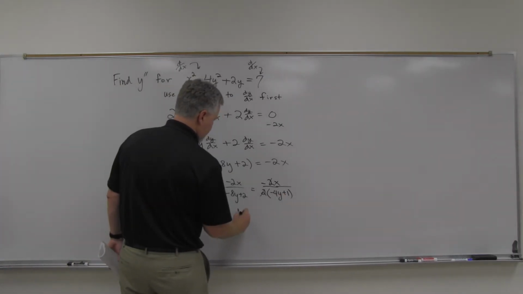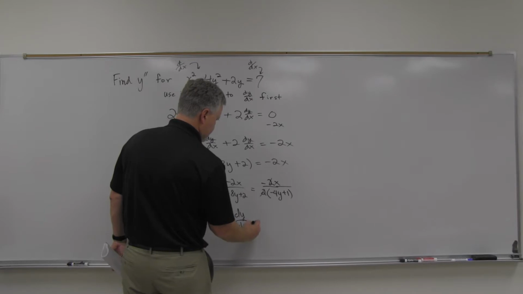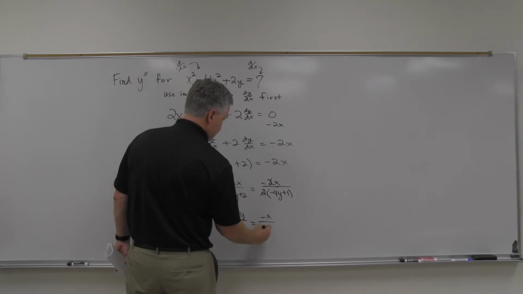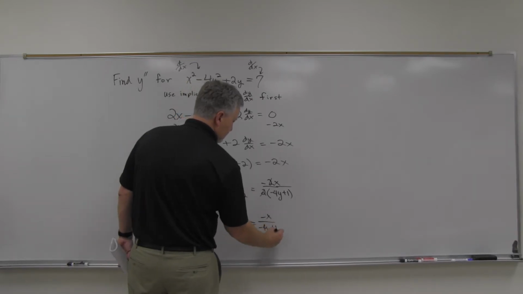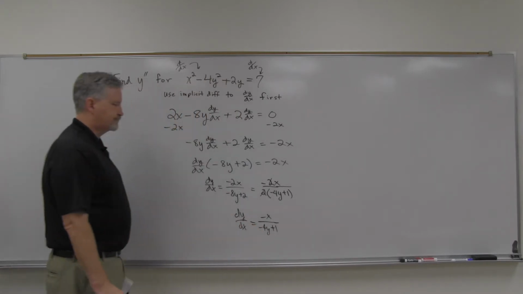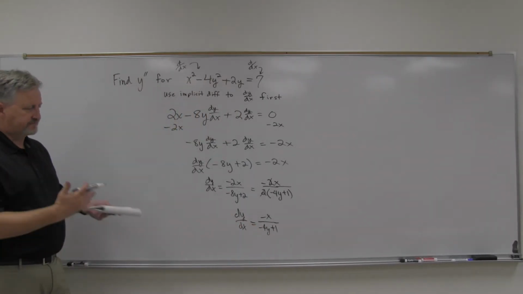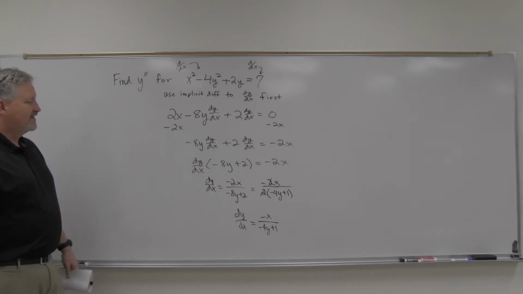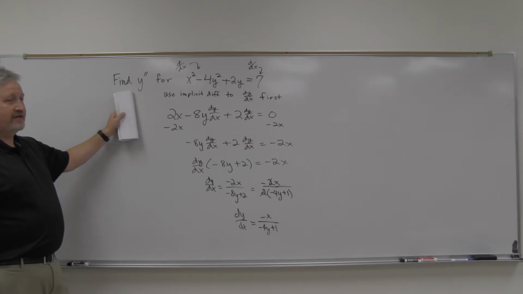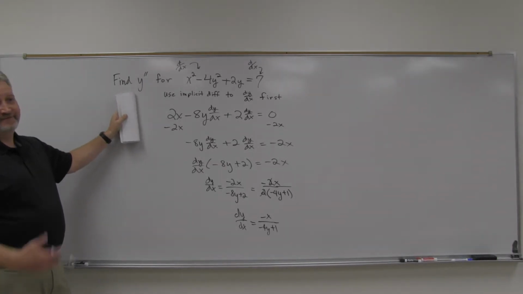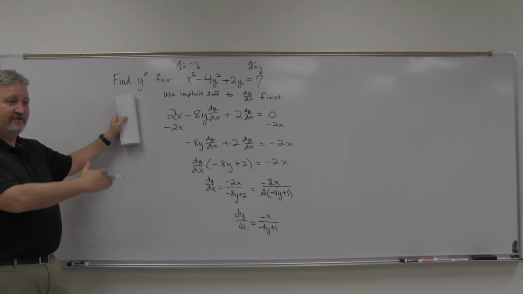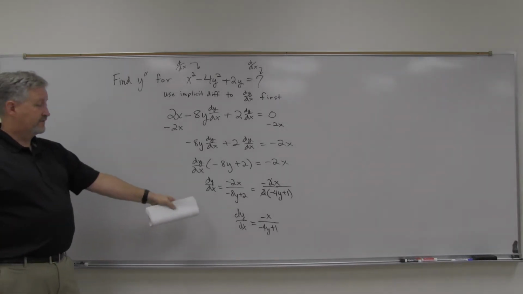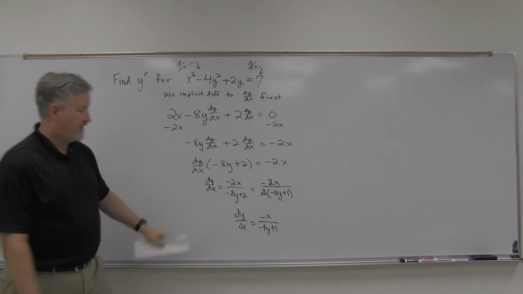So dy over dx, final answer here is negative x over negative 4y plus 1, or 1 minus 4y if you prefer. Okay, and there's a couple other things we can do, but we'll just stop there. That's not the answer we were seeking, though, because we were wanting the second derivative. Well, as we know, the second derivative is just the derivative of the first derivative. So the second derivative is just going to be the derivative of that guy.